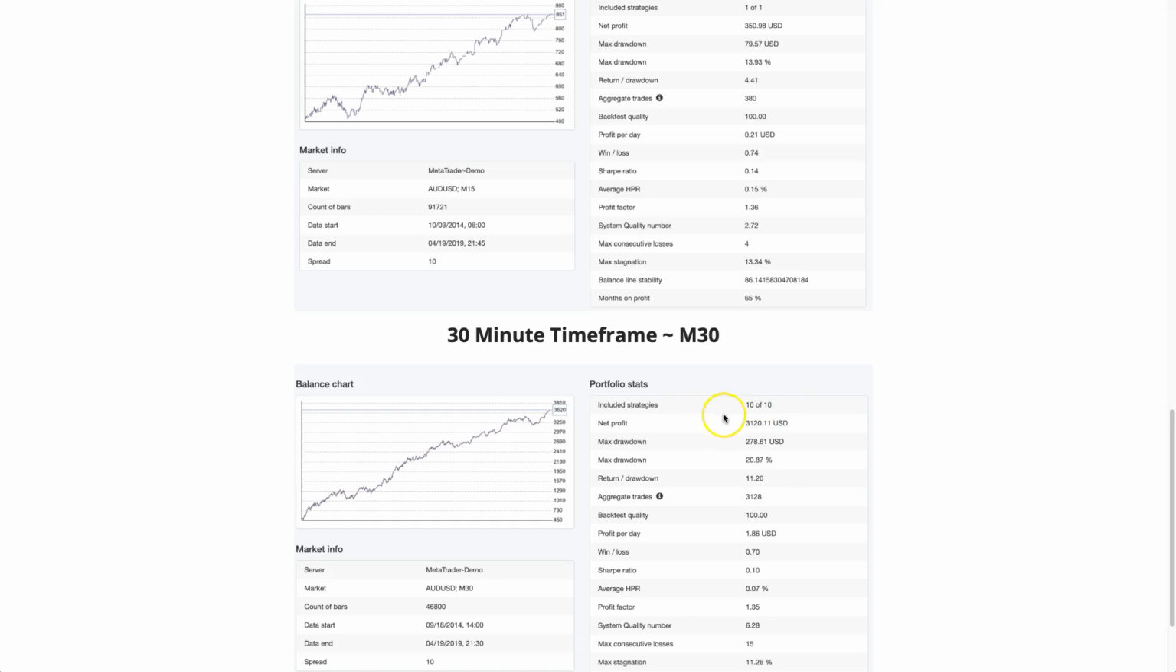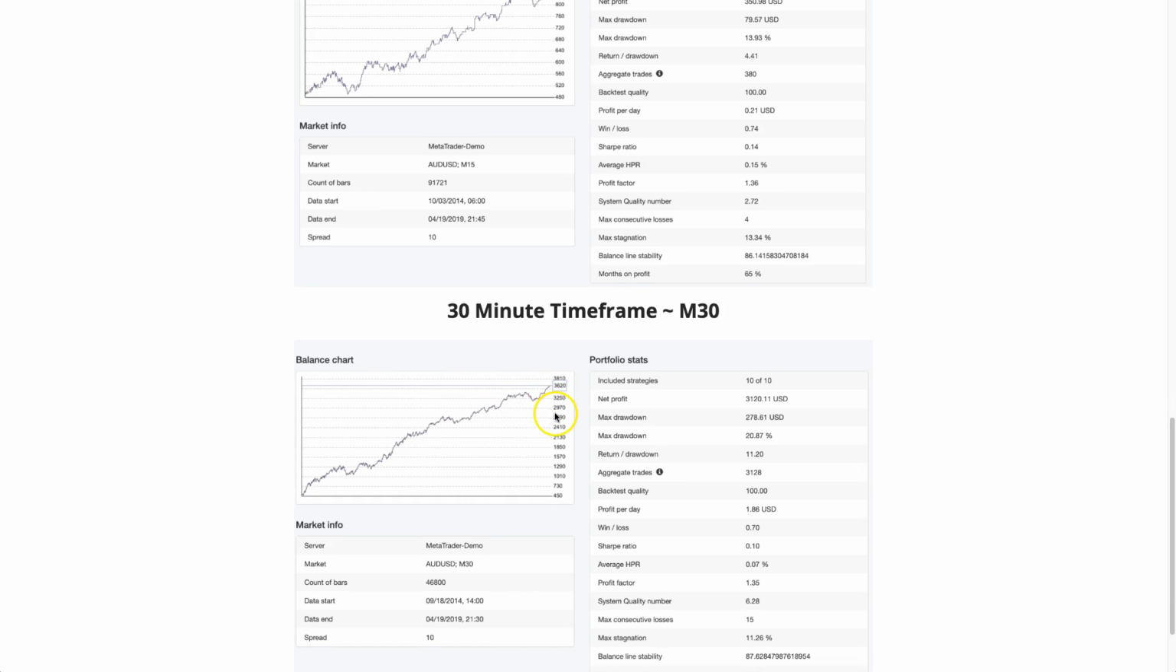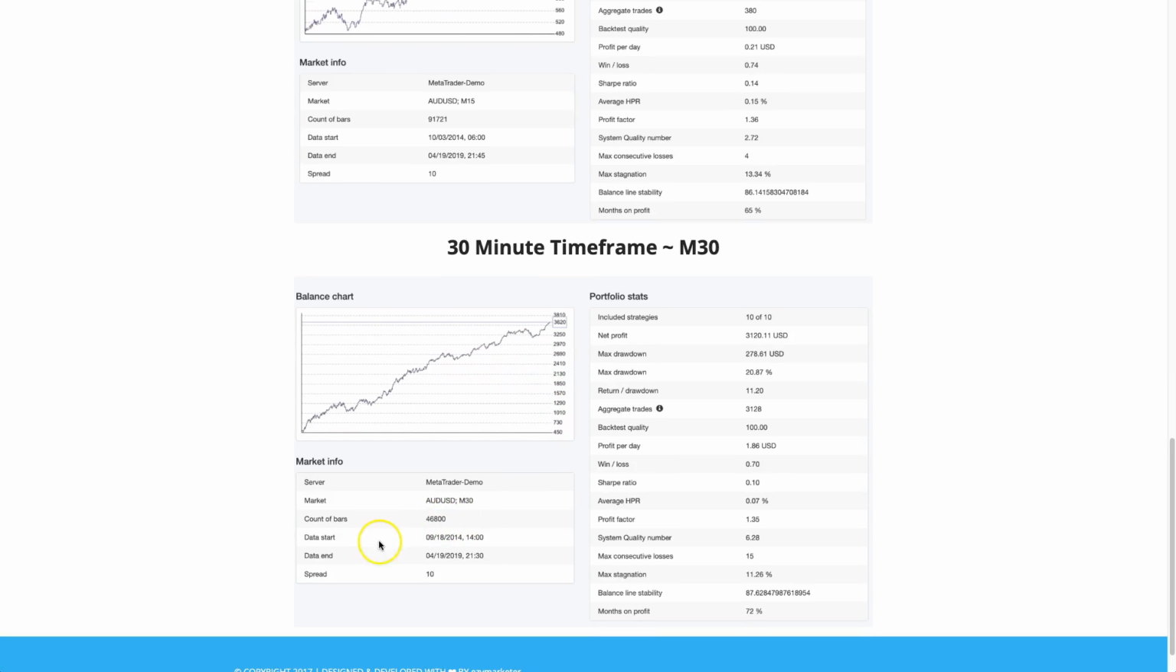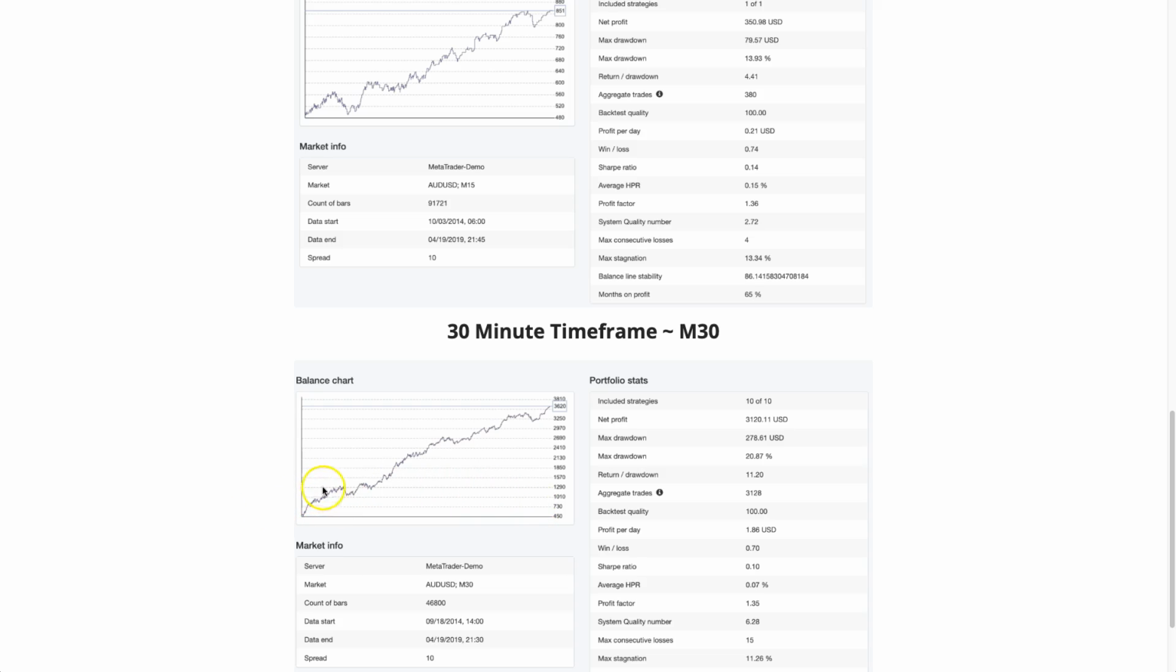The 10 of those put together with the daily profit, this is the chart of the profit over the period of time. What period of time? Okay, so the period of time is from September 2014 through to the current time here of the 19th of April 2019. So we can see here, this is a nice steady chart.